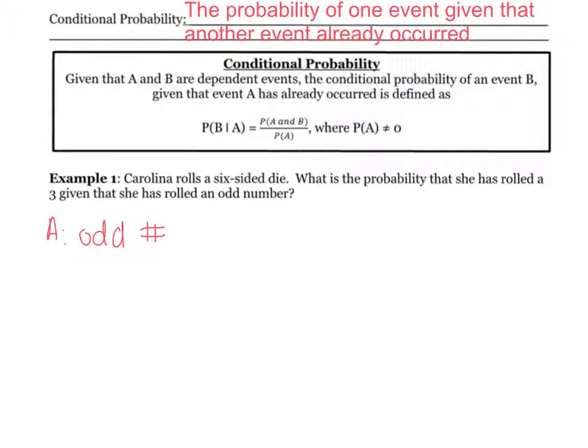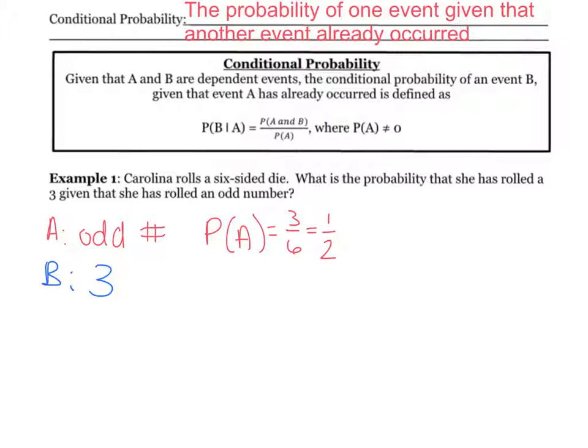Because we know that she rolled an odd number, but we also are trying to find the probability that it's a 3. So we have these two things that we're coming up with. The probability of it being an odd number, the probability of A, well, there are 3 odd numbers, so that's going to be 3 over 6, or 1/2.